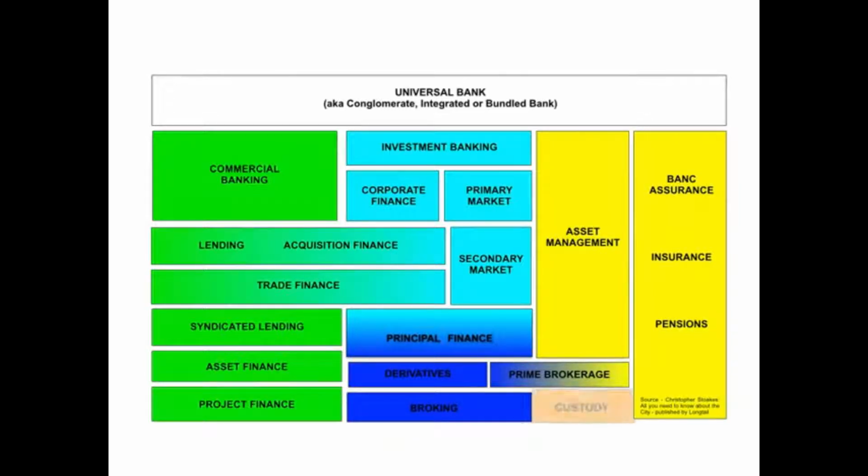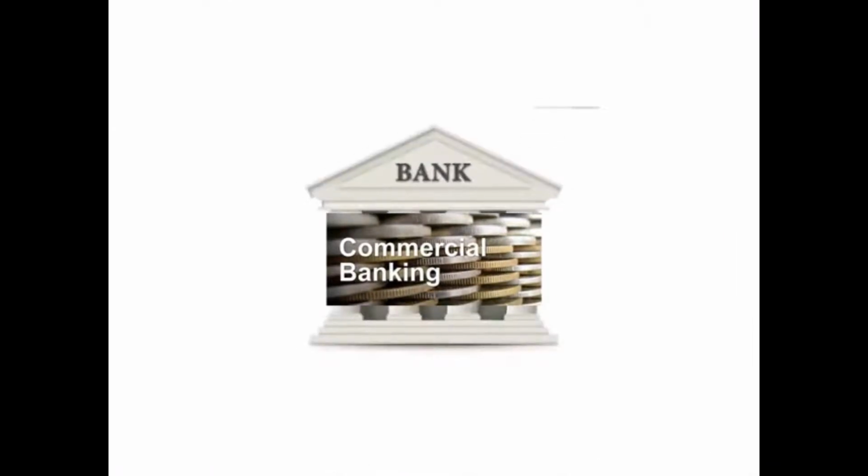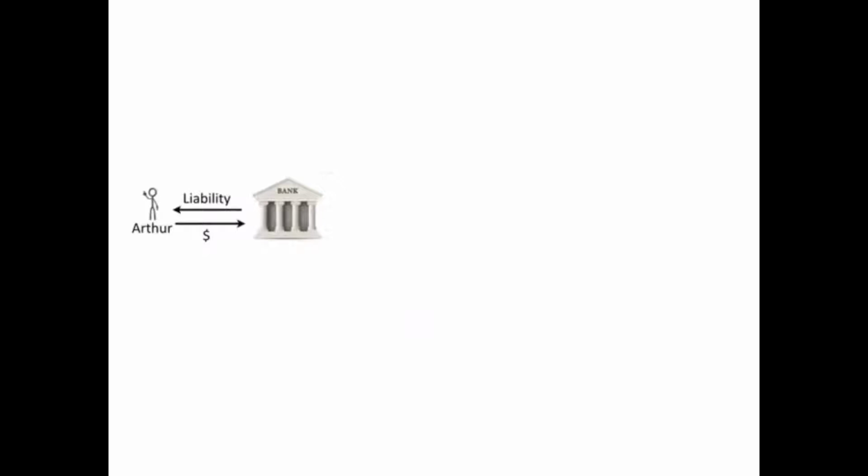The final section is custody. This is the deep back office of a bank, ensuring that trades are matched and settled, and keeping a register of who owns what at the end of the day. So let's look at commercial banking in a bit more detail. Arthur has just been paid. Arthur deposits his money with the bank.